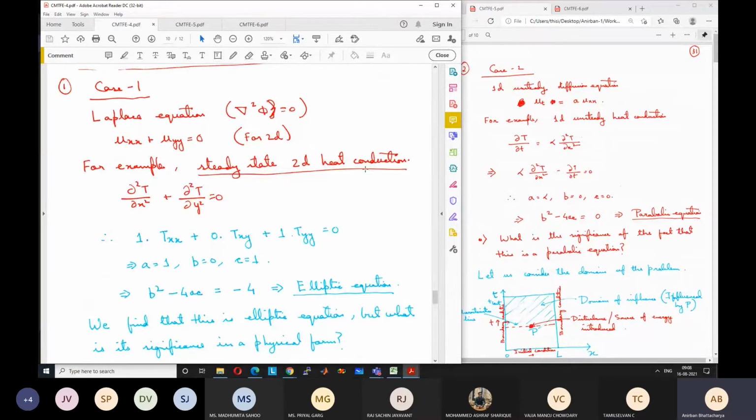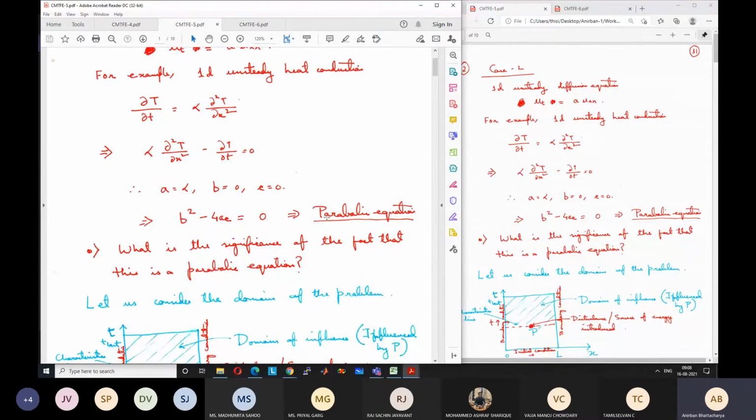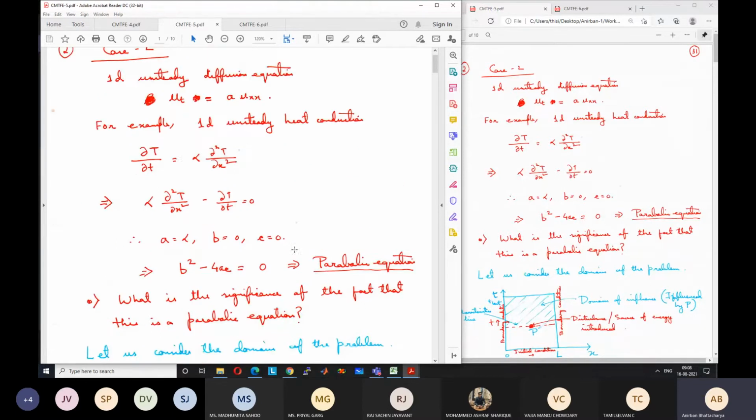The second type of equation that we had considered, again from thermal problems, is the 1D unsteady heat conduction equation, del T del t is equal to alpha del square T del x square. And we have seen that based on the coefficients a, b, and c, we can classify this as a parabolic equation. Again, this is a second order equation. But later I clarified that the entire equation is not parabolic, although from this simplistic classification it is a parabolic equation.